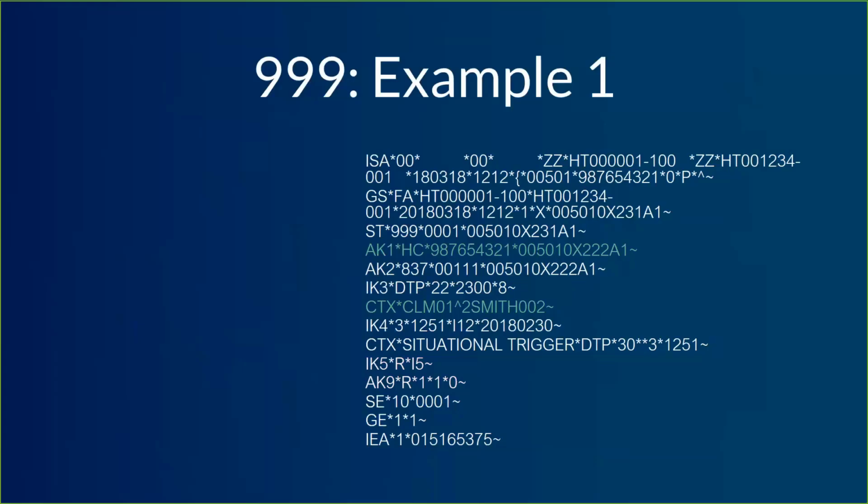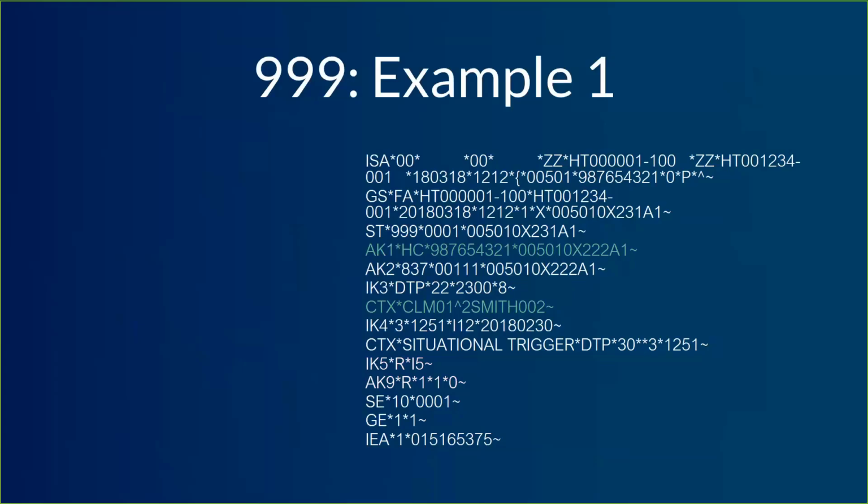Now in this case, I've also highlighted the CTX segment. CTX segments are not a required thing, they're situational. And when you see one that looks like this, where it's got a CLM01 in the CTX01 position, that indicates that this was a claim level rejection. So this was not a batch level thing, it was a claim level thing. And after the CLM01, after that caret, that is going to be the patient account number for the file that was rejected. So in this case, 2Smith002, whichever patient that's attached to, that's the one that got kicked out.